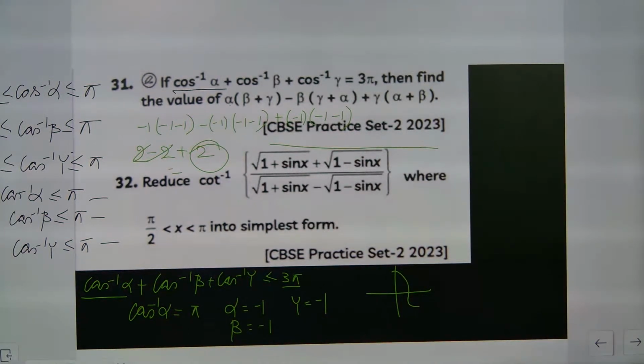If you have noted this one, because see, 0 to pi, 0 to pi, if we add all the three, it will become less than or equal to 3 pi. That means cos inverse x is coming as pi. That means alpha is coming as minus 1, beta comes as minus 1, gamma came as minus 1. Just substitute there and solve.